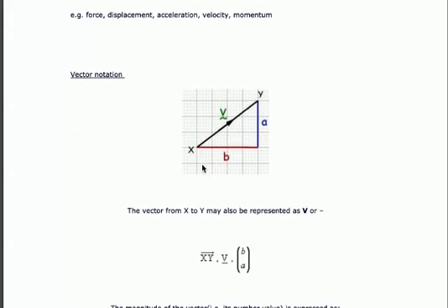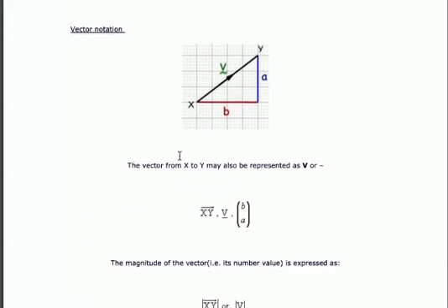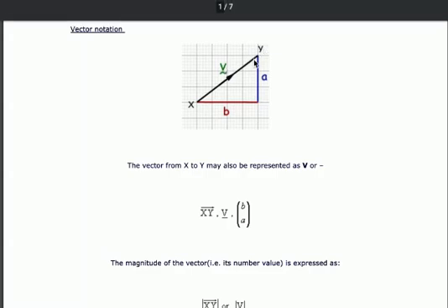We are going to look at vector notation. Now, vectors can be represented on the XY plane. In this diagram, we have our vector XY, which is when we are moving from X going to Y. And that vector XY has a magnitude of x as shown in the diagram.